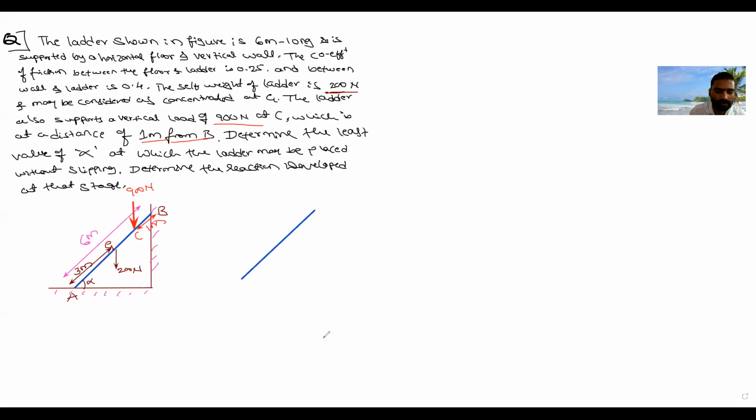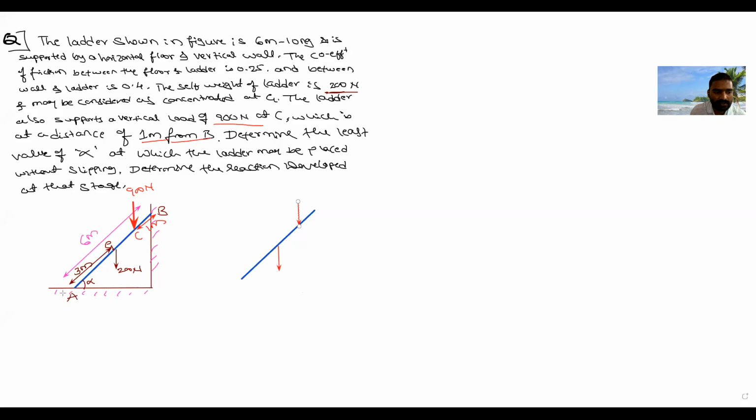So I will draw the free body diagram of the ladder. First of all, the self weight is acting at the center, and there is a 900 Newton force acting at 1 meter from point B. When the ladder is resting against the wall, then at point A, friction is developed, correct?